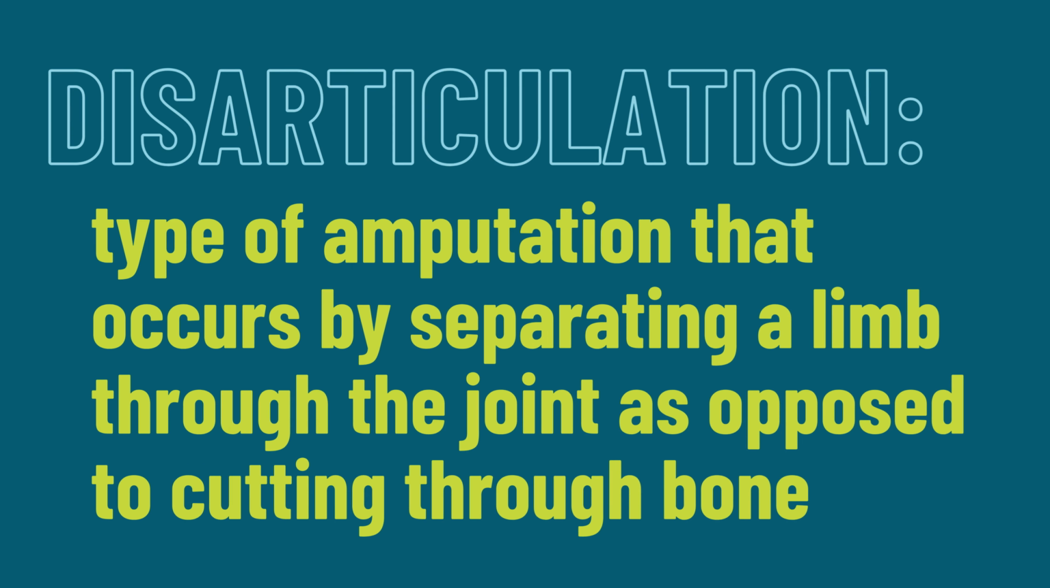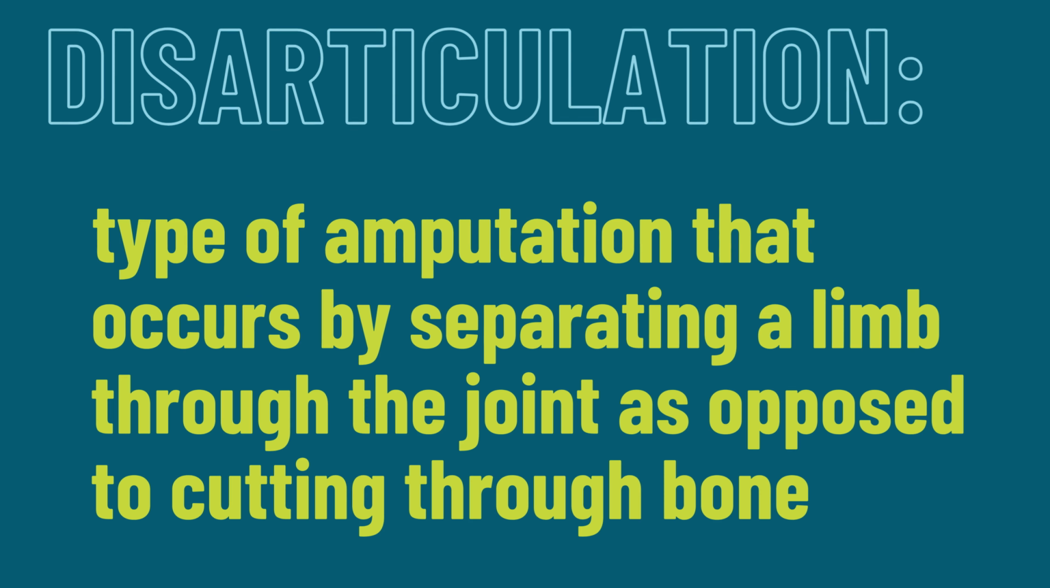Some amputations are referred to as disarticulations. A disarticulation is the surgical separation through the joint, as opposed to cutting through bone. Some examples of this include a shoulder disarticulation, elbow disarticulation, and wrist disarticulation.